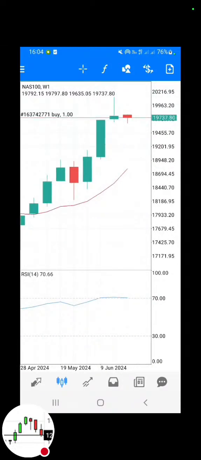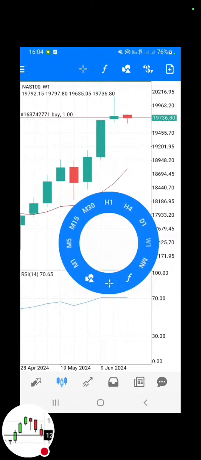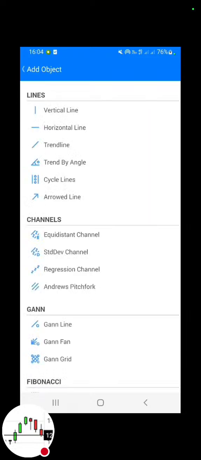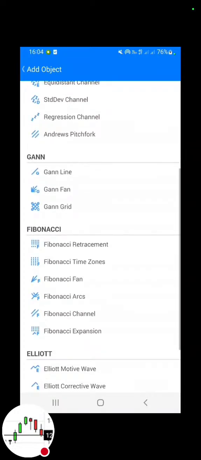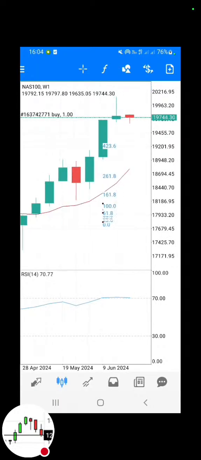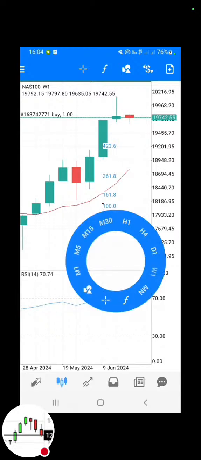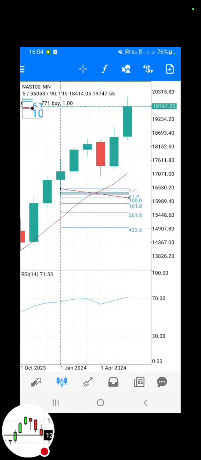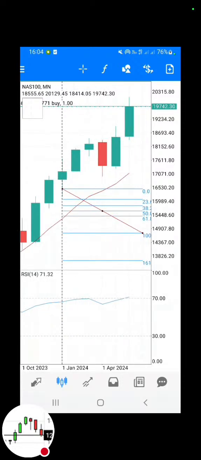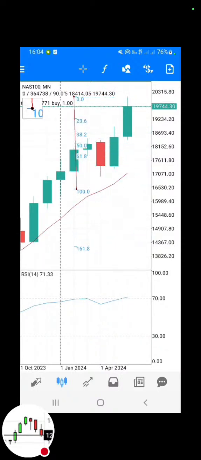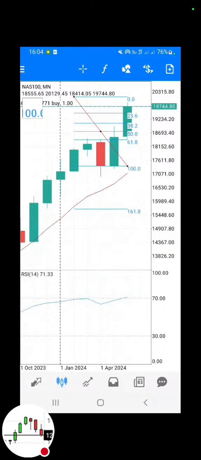This is the only way to become a successful trader. Let's get into business. Click the plus sign and then choose Fibonacci retracement. After choosing Fibonacci retracement, we're going to use a monthly chart. So we'll apply the Fibonacci levels. We will start from 0, which is very important.